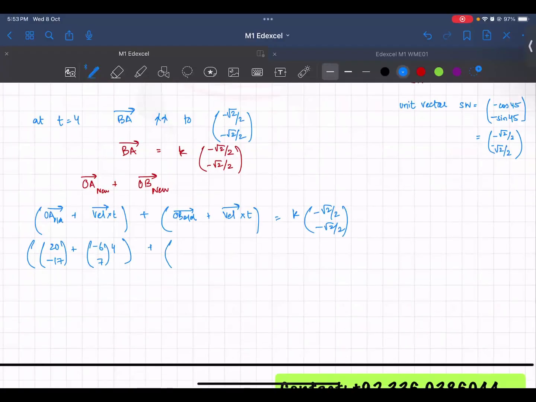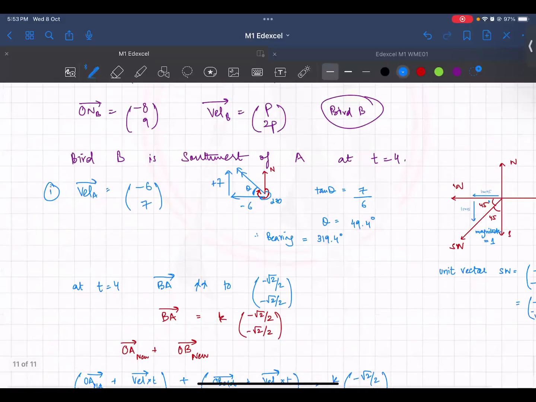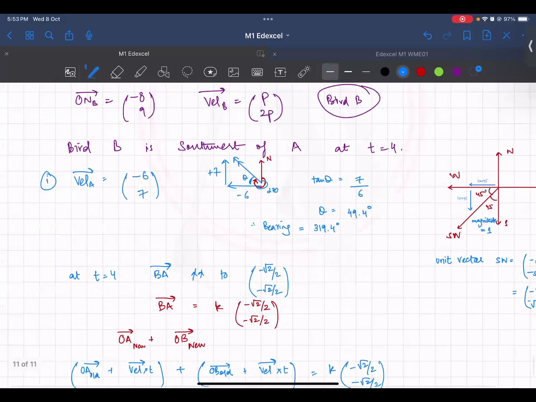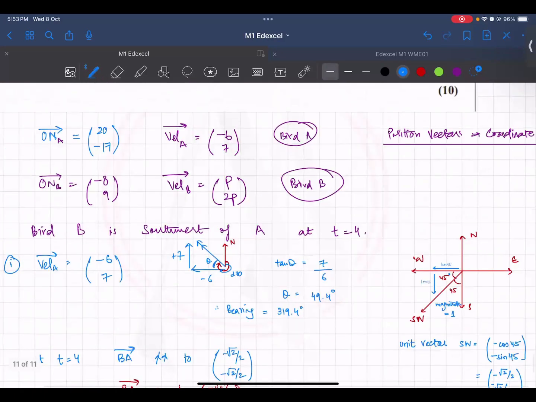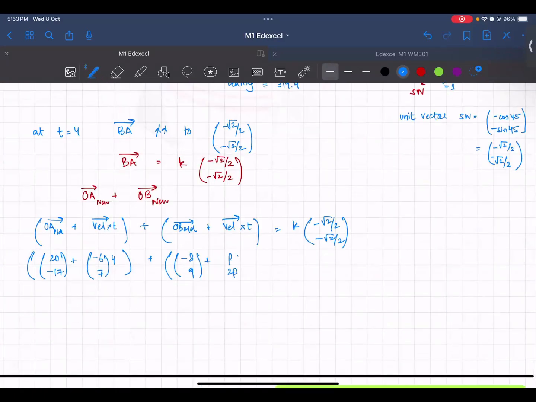Plus old position vector of B, which is minus 8, 9, plus velocity vector of B, p and 2p, and time we know is equal to 4, and this is k times minus root 2 over 2, minus root 2 over 2.